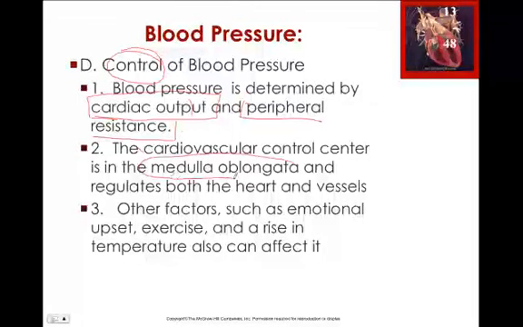The cardiovascular control center, as a reminder, is in the medulla oblongata, and that's going to regulate both the heart as well as the smooth muscle in your blood vessels. Other factors that can influence blood pressure would be emotional upset, obviously, exercise, or a rise in temperature can also affect your blood pressure as well.